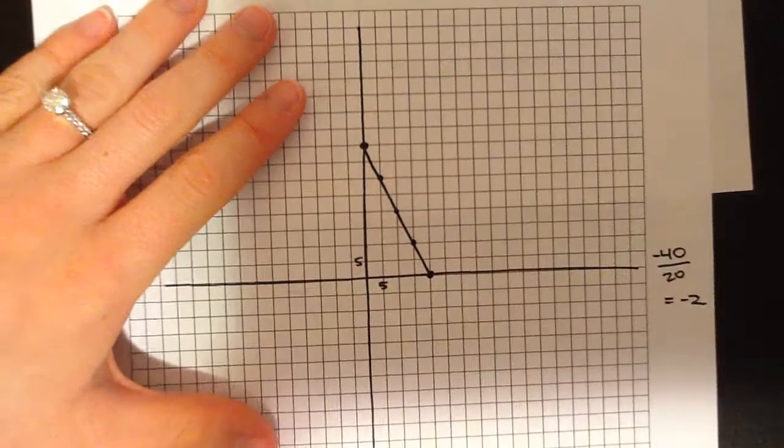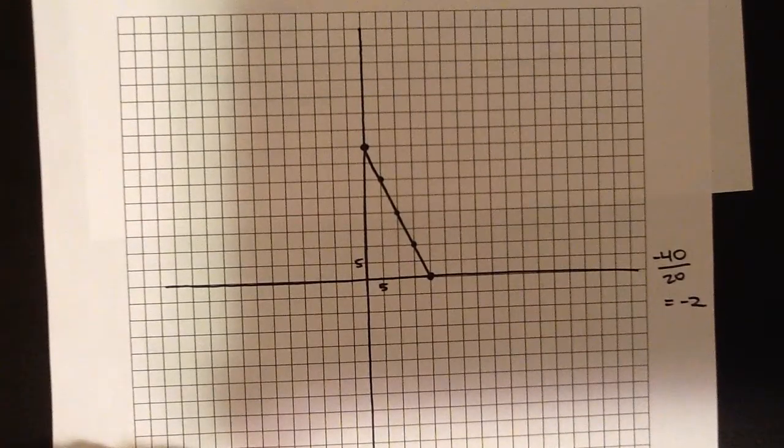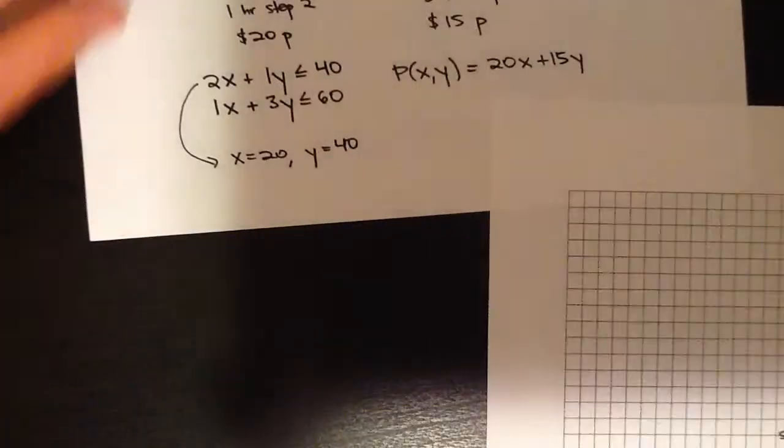So we'll connect those dots, make sure it's perfectly accurate. Again, this one's going to be a segment because I can't have a negative number of outdoor shoes, nor can I have a negative number of indoor shoes. All right, so now let's look at the second one.